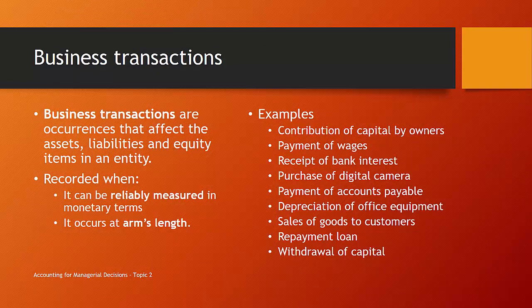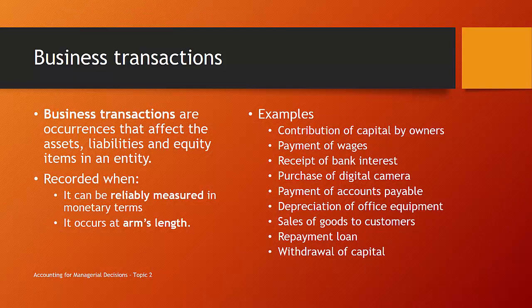So to start, business transactions. Business transactions are occurrences that affect the assets, liabilities, and equity items in an entity. So again, they're very clear that they're things which affect those accounting elements. And not only are they things which affect them, we can only record them under certain circumstances. They can be recorded when, and this is a really important one, they can be reliably measured. There are going to be things which, for all intents and purposes, seem, for example, like an asset. But if we can't reliably measure what the value of that particular thing is, then we can't record it.